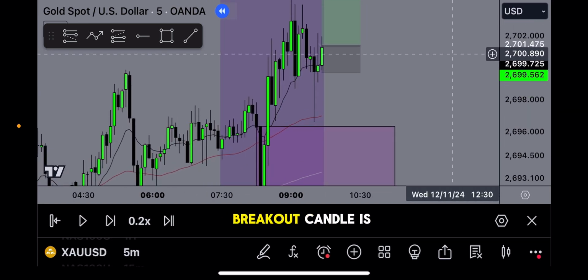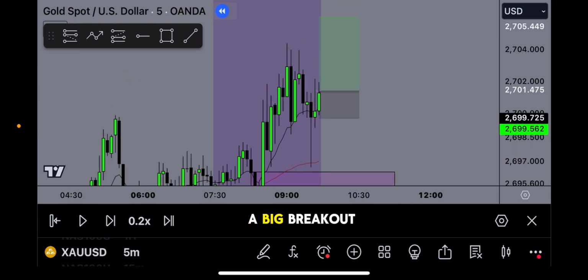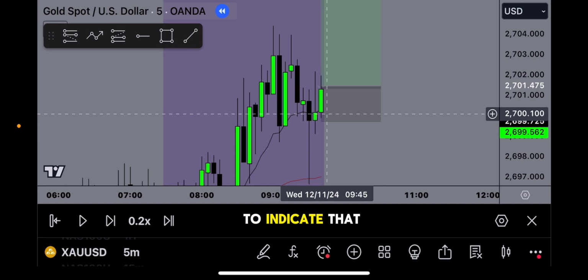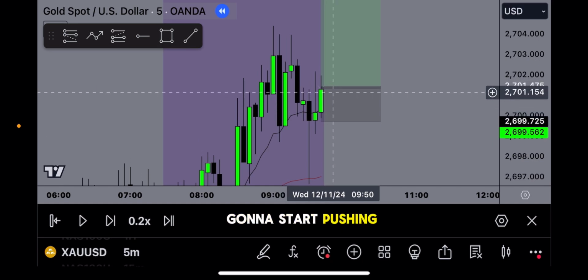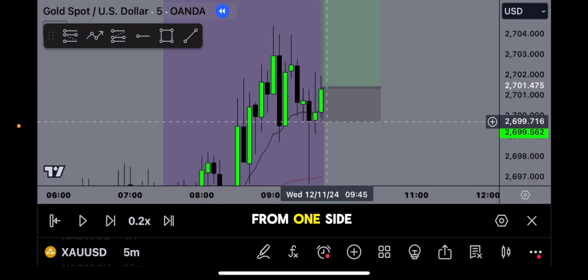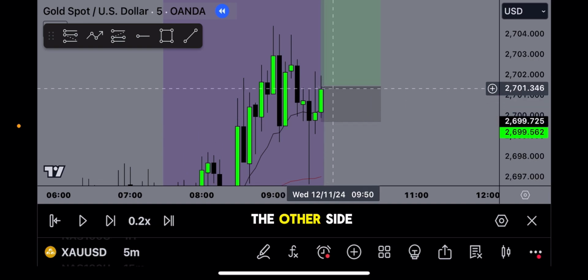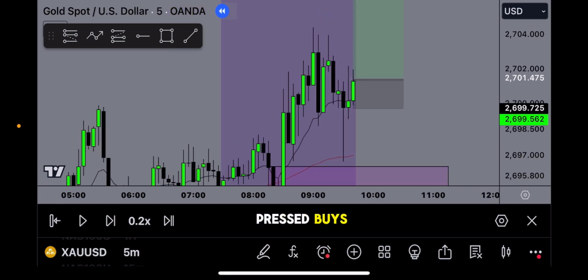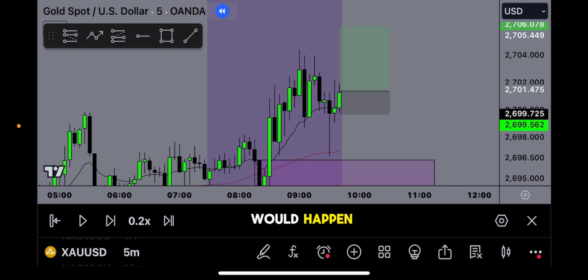Even though that breakout candle is not a big breakout candle, it's enough to indicate that, okay, momentum is going to start pushing up, because it broke from one side of the 13 MA line to the other side and closed above. So as soon as this candle was about to close, 2 or 3 seconds before it closed above the line, I would have gotten in the trade. Bam, I would have pressed buys. Let's see what would have happened.